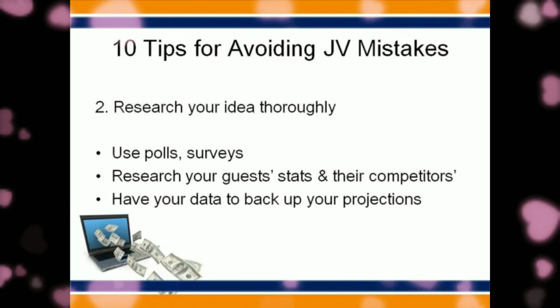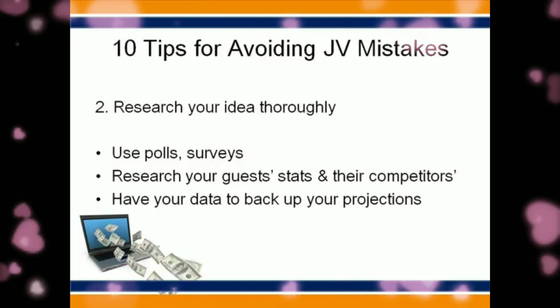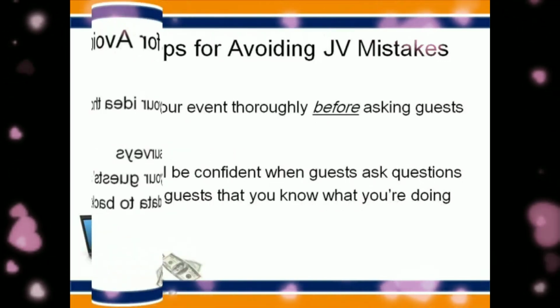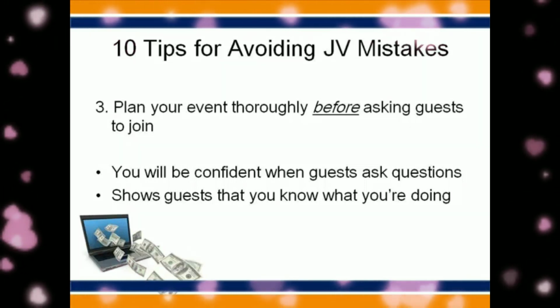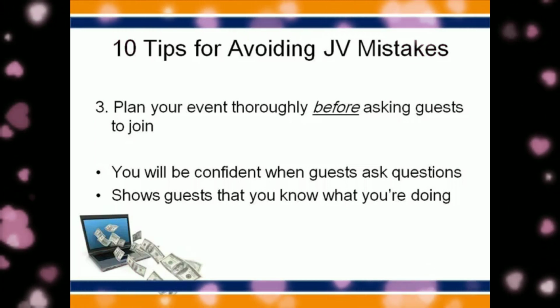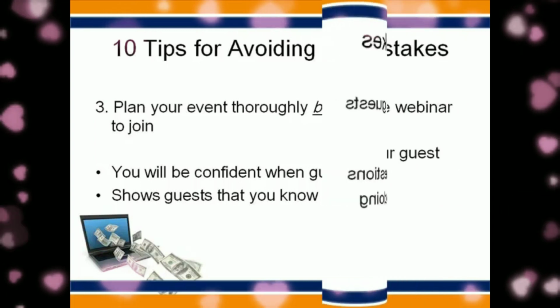Number 2. Research your idea thoroughly. Use surveys and polls. Check your potential guests' stats as well as their competitors. Have data to back up your projections. Number 3. Plan your potential summit or JV event as thoroughly as if it's actually happening. Don't approach them until every component has been thought out and set in place. Each assured answer you give to probing questions will reassure potential partners you know what you're doing and have researched your idea thoroughly.